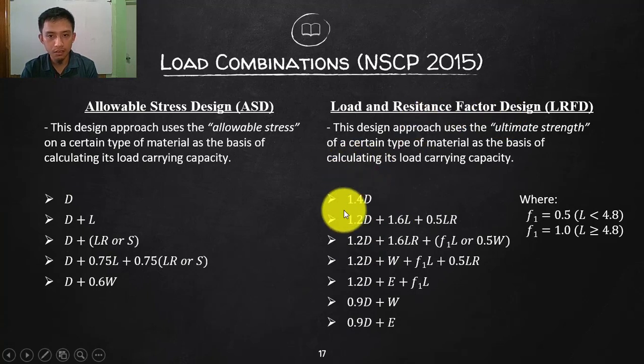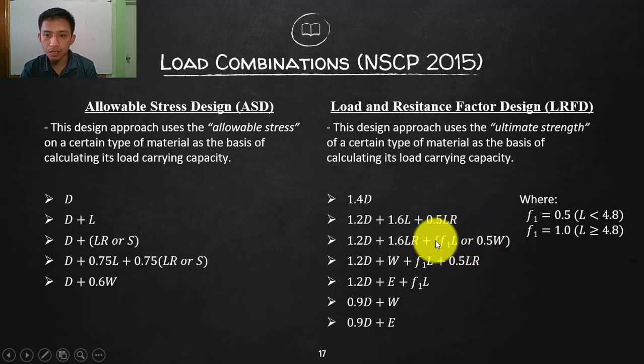1.4D; 1.2D plus 1.6L plus 0.5 of the roof live load. And then we have here 1.2D, 1.6LR, or that is the roof live load again. And then the F1L, where F1 is actually just a coefficient which depends on the live load. Okay, if your live load is less than 4.8, then you use 0.5 as F1. But if your live load is 4.8 and above, then you use 1 as F sub 1.